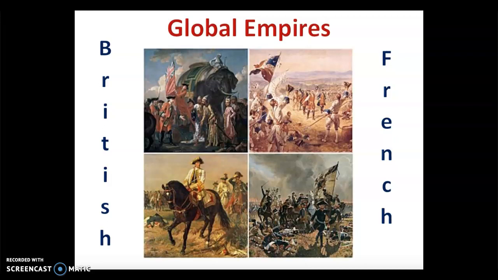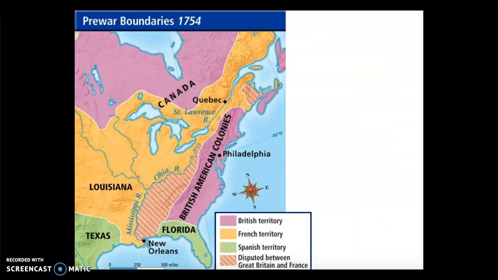Now, these two countries clash often, and one of these fights takes place in the colonies where present day America is. So in the North American continent, the British and French were fighting over the Ohio River Valley. That's this orange and purple lined section of the map. All right, the French are the yellow territory, and the British are the purple. And this land in the middle, this Ohio River Valley, was land that both countries thought they should control. So they fought over it.